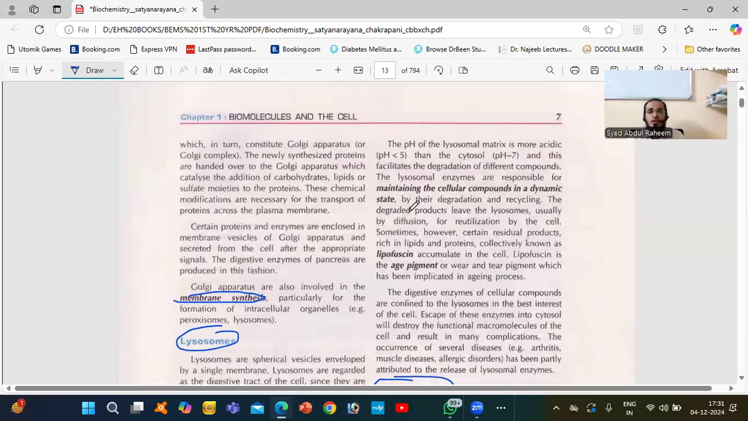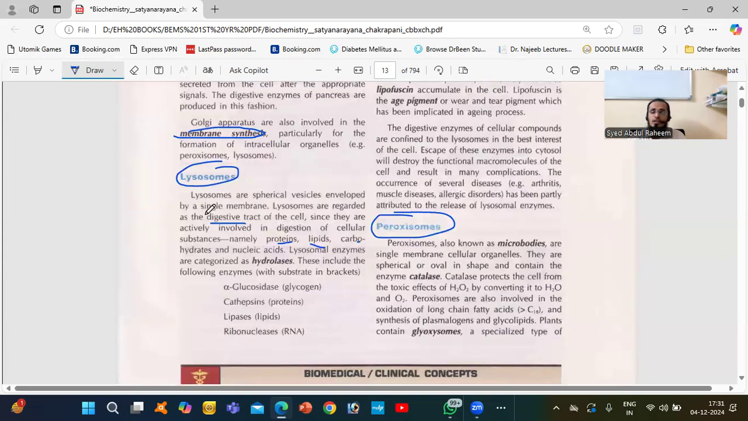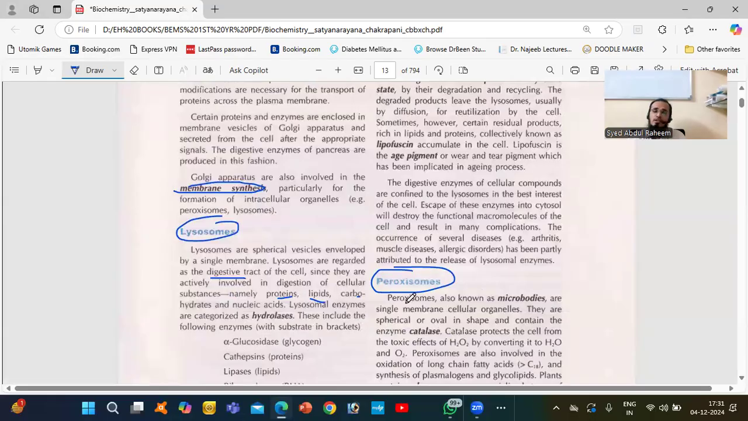Golgi apparatus, you know that whatever protein is coming from the DNA or nucleus, it will add those important chemical things. Next, lysosomes will eat the debris. Next is to digest those debris.